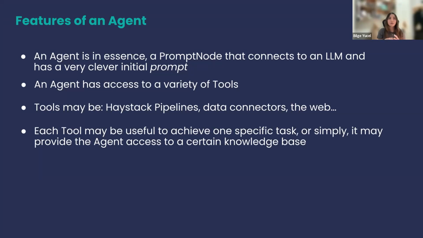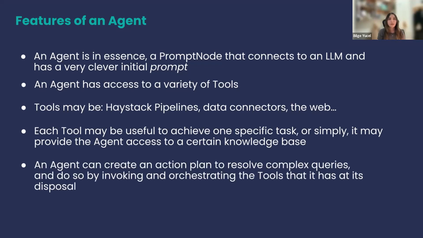Each tool can be useful to achieve one specific task. For example, one tool can be a generative QA pipeline, and the other one can be a calculator. But it's better to just define a small tool so that it performs one task in the best way. And according to the tools it was provided with, the agent creates a plan to resolve complex queries, and does so by invoking and orchestrating the tools that it has at its disposal. And as the last item, it can also have memory, and this memory can be the whole conversation or a summary, and I'll talk about that in the following slides.